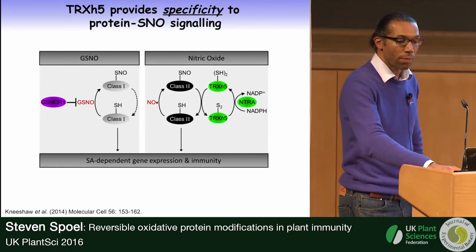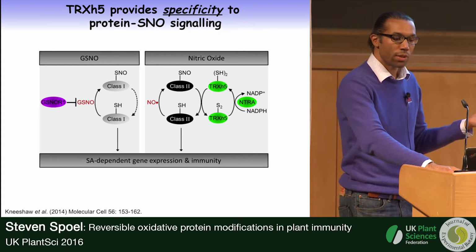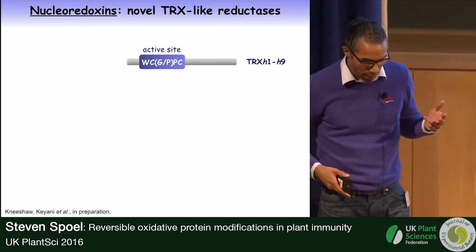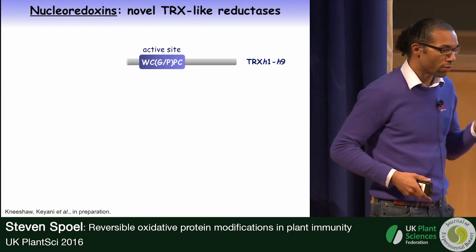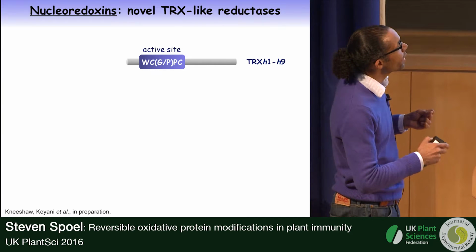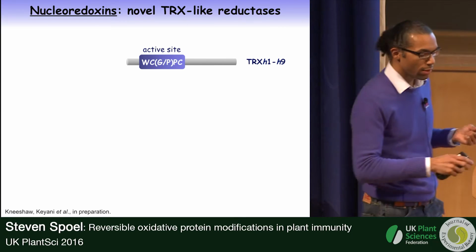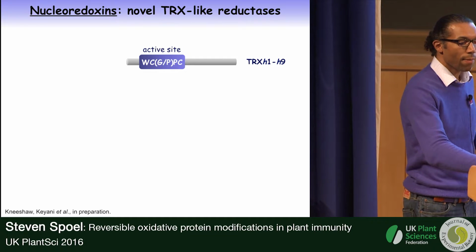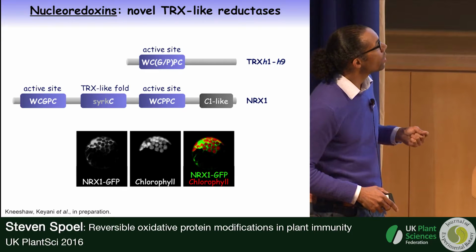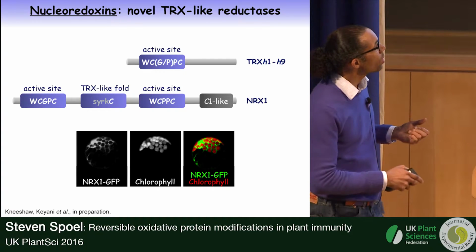Okay, so in addition to reversibility, we think they provide specificity. So I'll give you another example where we find another role for a thioredoxin. The thioredoxin I've just discussed with you is a fairly simple thioredoxin with a single active site. But there are also redoxins within the genome that encode for more complex molecules, such as this one.